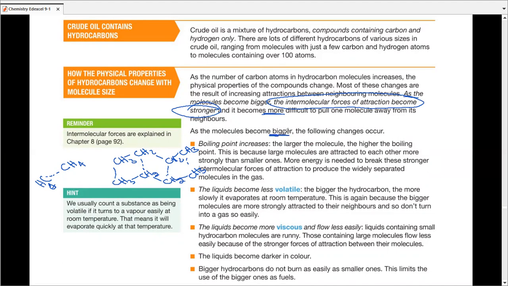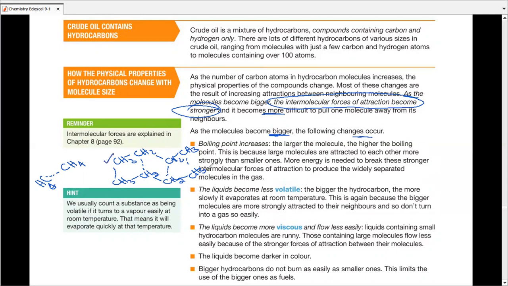So when molecules become bigger, the following changes occur. Let's go through the list of changes one by one. Number one, boiling point increases. The larger the molecule, the higher the boiling point. Why? Because larger molecules are attracted to each other more strongly than the smaller ones.